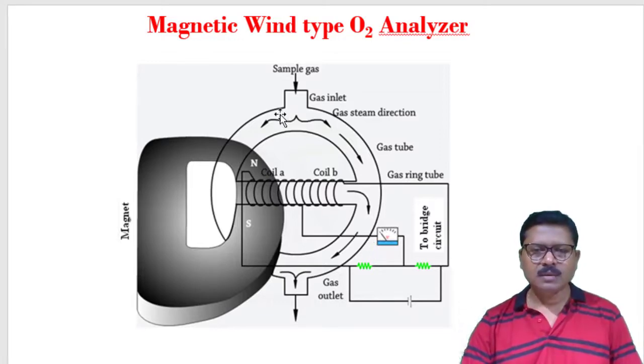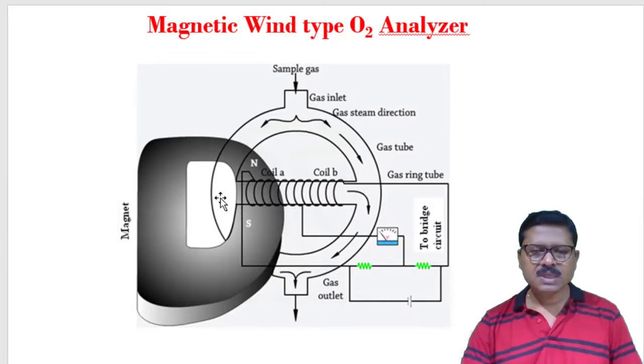Now what will happen when the sample gas enters the tube? The portion of the sample gas which enters the left side of the tube, when it comes to this position, there is the magnetic field. This is the north pole of the magnetic field, this is the south pole. And the sample gas has oxygen molecules, and oxygen molecules have paramagnetic property.